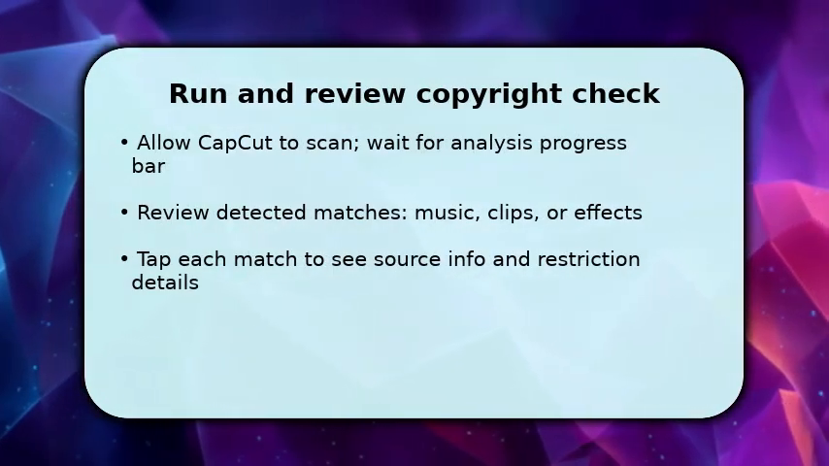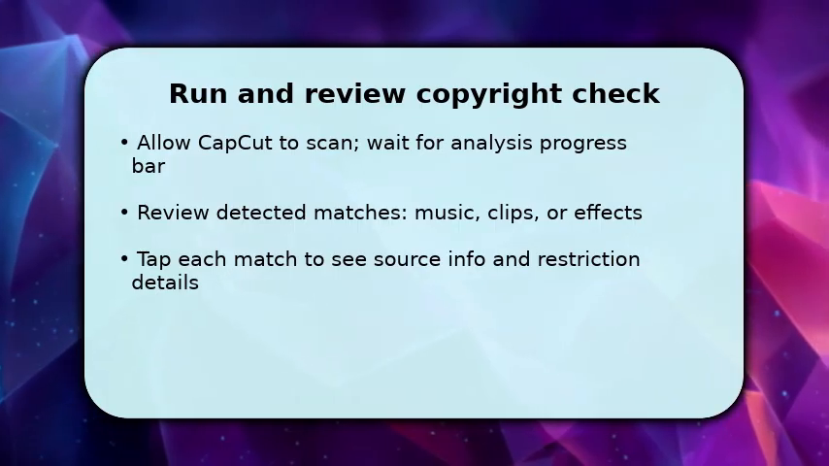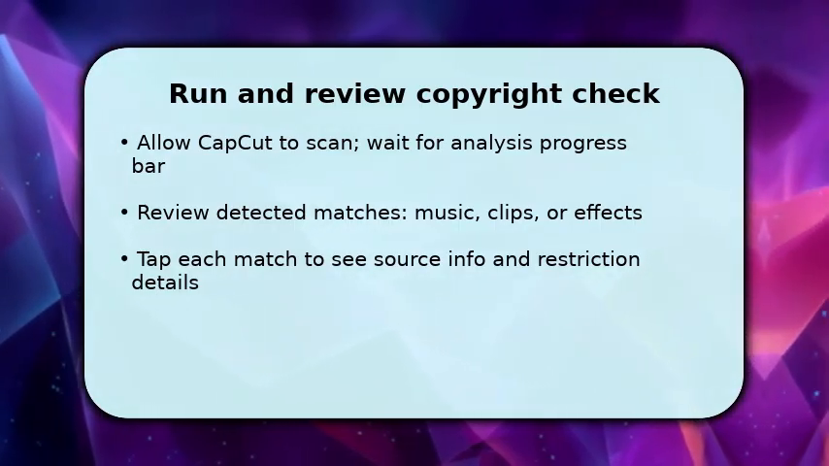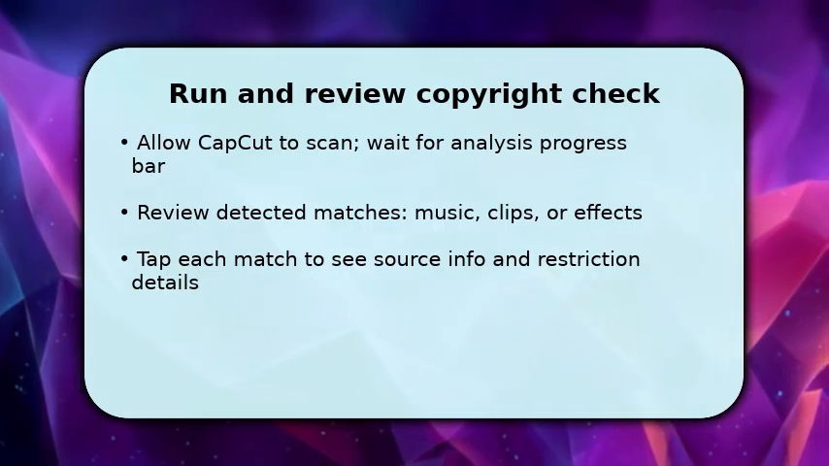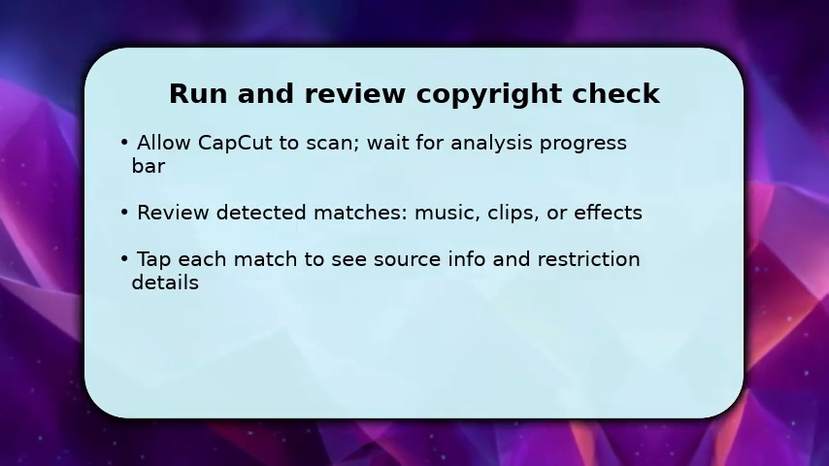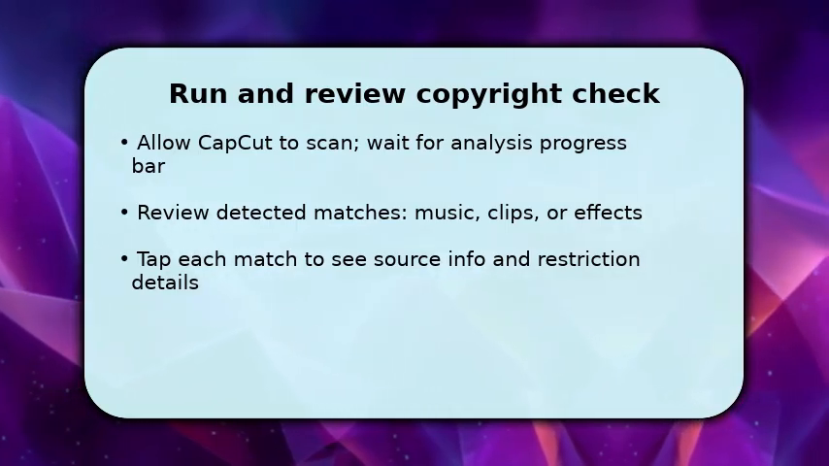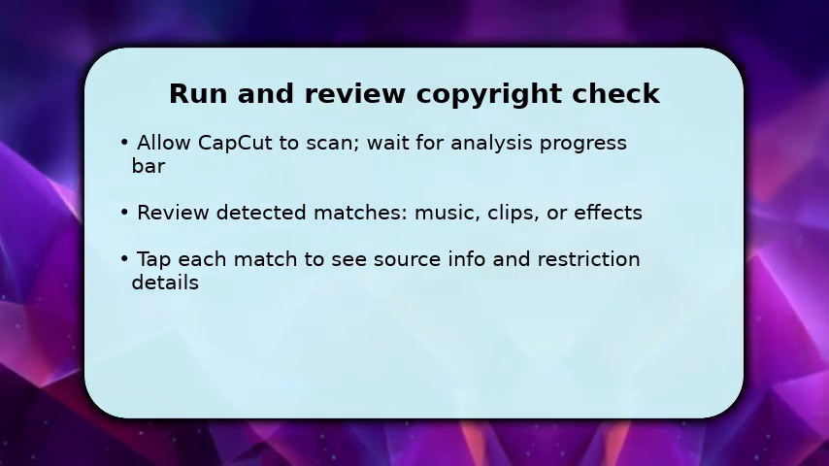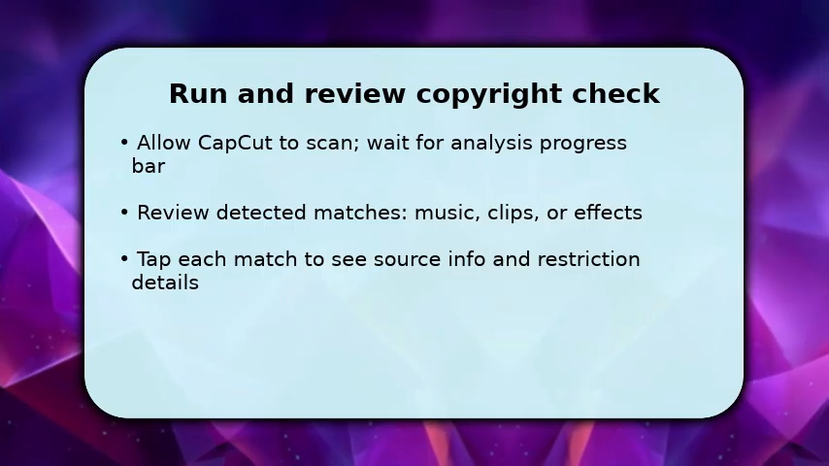Once analysis finishes, review the list of detected matches, music, stock clips, or branded elements so you understand what triggered a flag. Tap any listed item to view source info and the restriction type, such as claim only, muted, or blocked in specific regions. After that, decide whether to replace, mute, or remove the flagged asset. This lets you keep control of the final export.